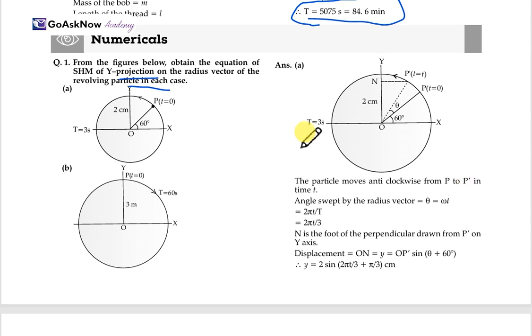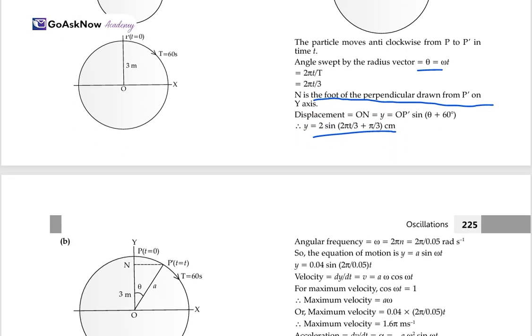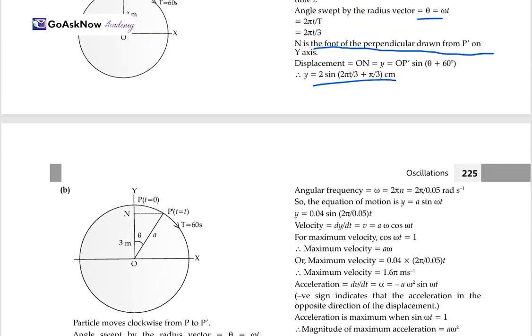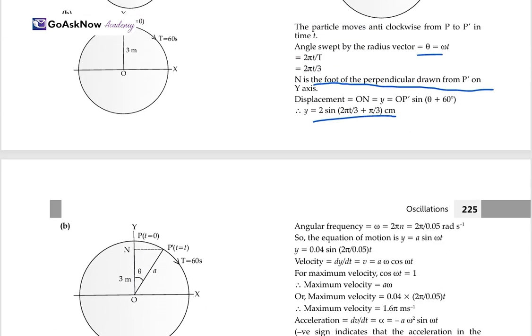The particle moves anti-clockwise from P to P dash. In time t, the angle swept by the radius will be theta, which is equal to omega t, which is equal to 2 pi t upon capital T. Here T is 3, so we substitute the value. N is the foot of the perpendicular from P dash on the y-axis. So ON is equal to y, and y equals OP dash sin of theta plus 60 degrees. So y is equal to 2 sin of (2 pi t upon 3 plus pi by 3) centimeter. This is the displacement equation for the first case.